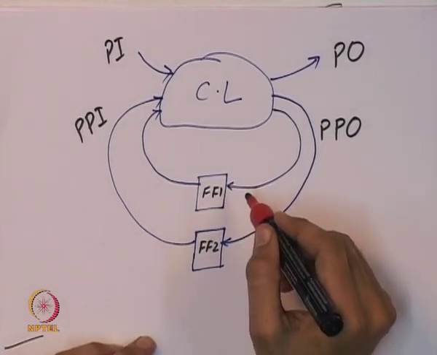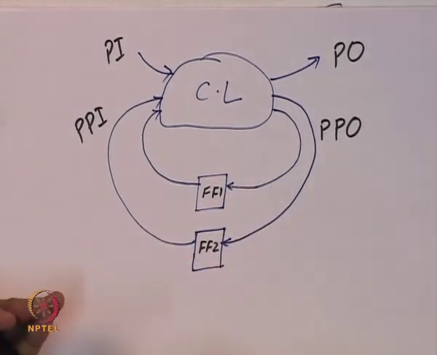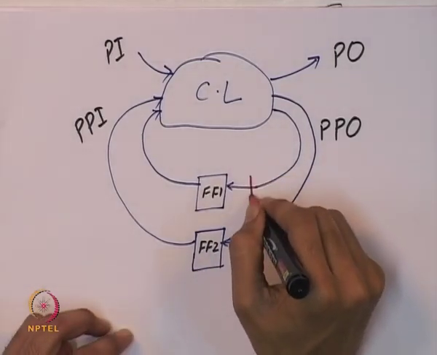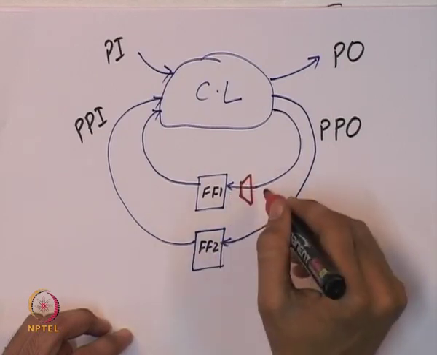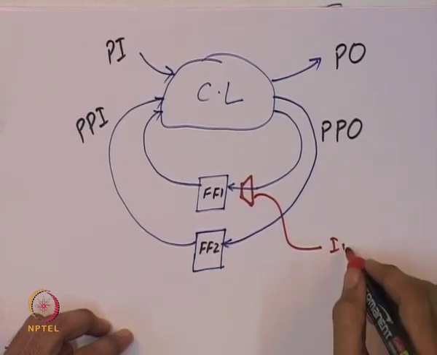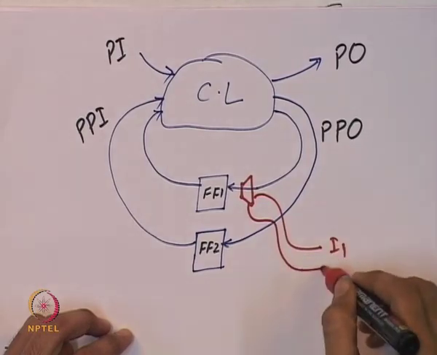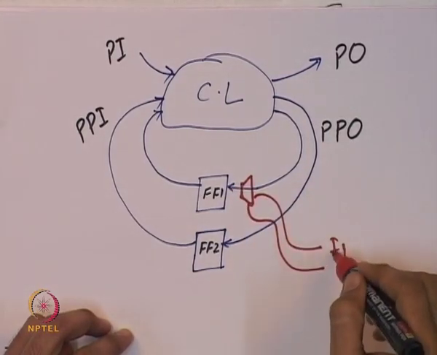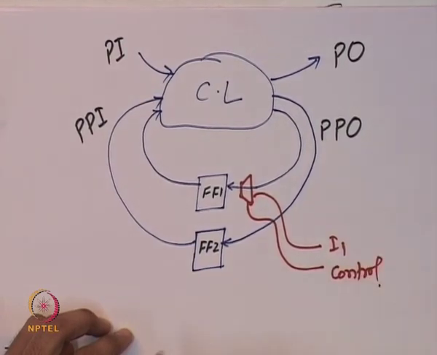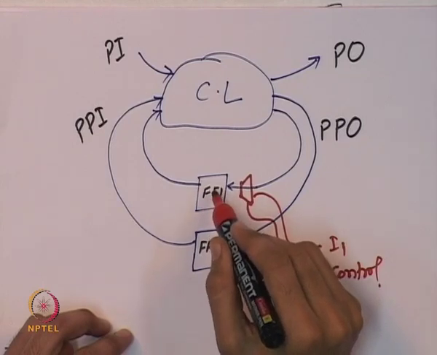Now the question is, how can I do that? Is there any way? One of the ways we can use would be to place one multiplexer here and one extra primary input, say I1. Whenever I want to load anything here, I can control this multiplexer, and using this control I can assign any value here. So this gives me enhanced controllability. I can control any value here in the flip flop.